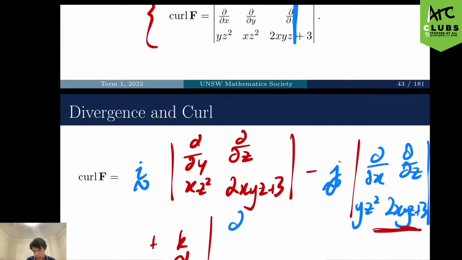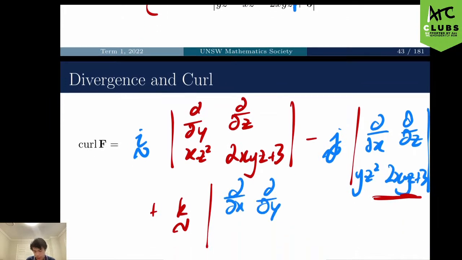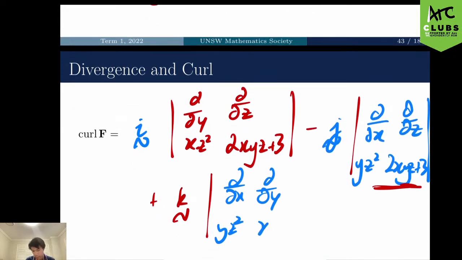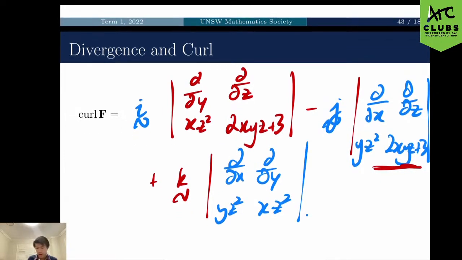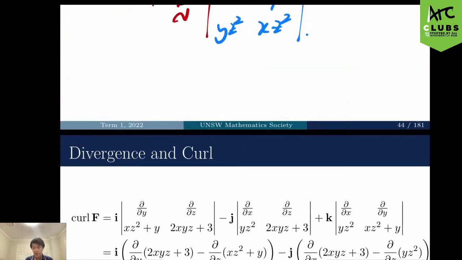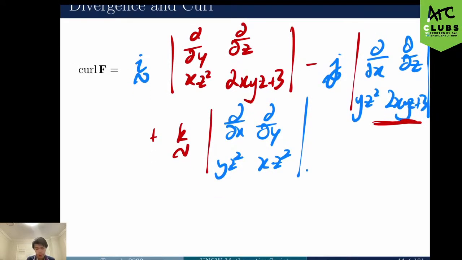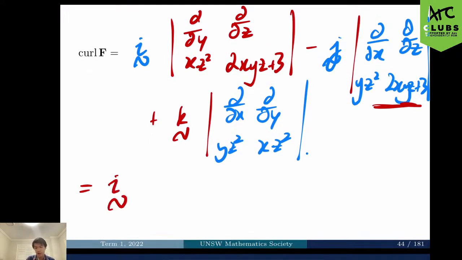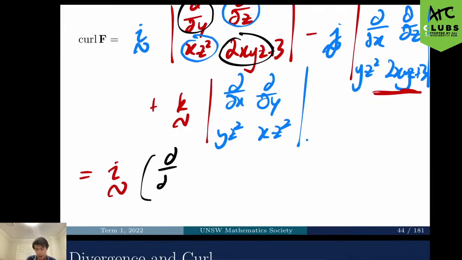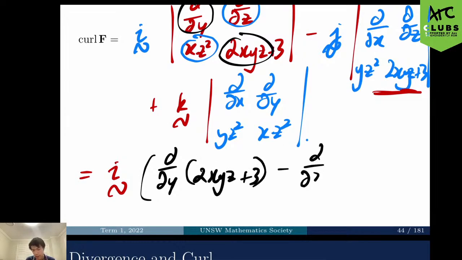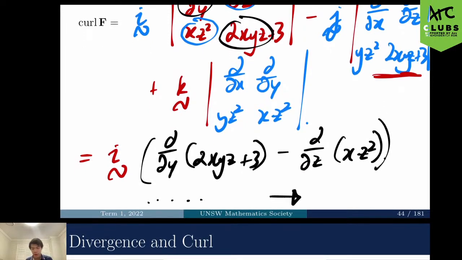We get d on dx, d on dy, yz squared, and then xz squared. Cool. That's looking pretty good. And then once we've done that, all we need to do is just calculate 2 by 2 determinants, which hopefully we're okay with, because it's just going to be a matter of doing this times that, minus this times that. So just do the difference of the 2 diagonals. Right, so you end up with something like d on dy, 2xyz plus 3, minus d on dz, xz squared. And you keep on going down, you'll get the same kind of stuff, and we'll get this over here.